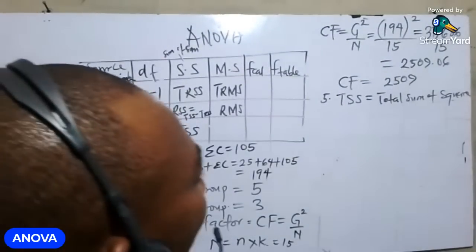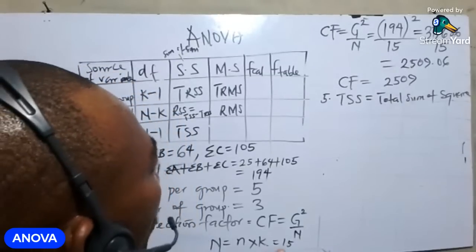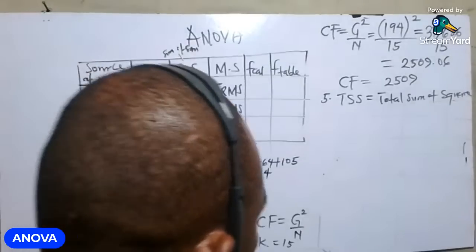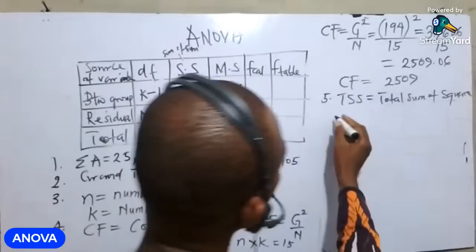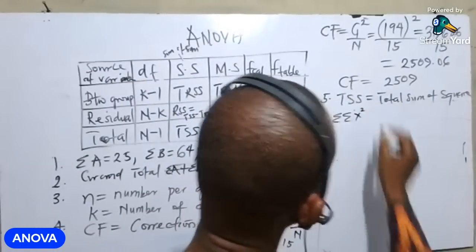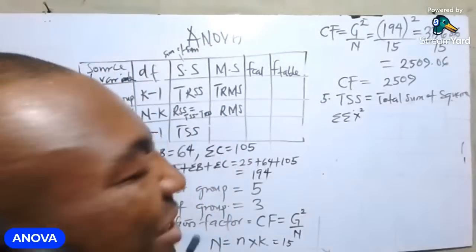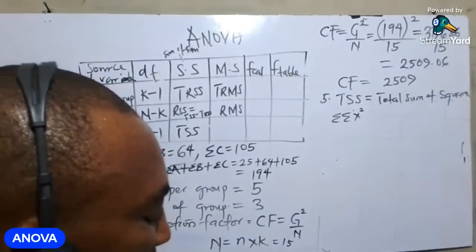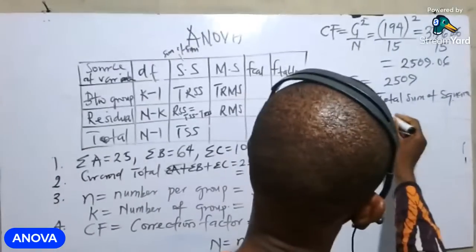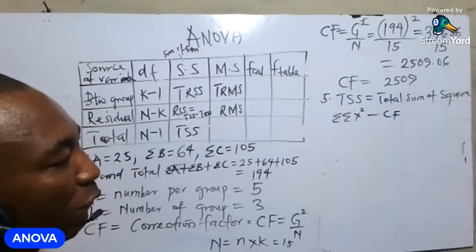This is where we can say there's a little bit of work. We still have to make reference to that table. So our TSS is the summation of x square, minus the correction factor.